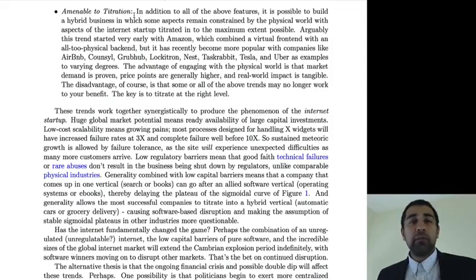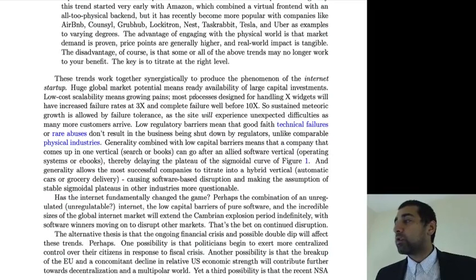So those are some of the key features of internet startups. These work together synergistically. They're one of the reasons that they're very attractive for large investments. You should read this paragraph and whatnot.